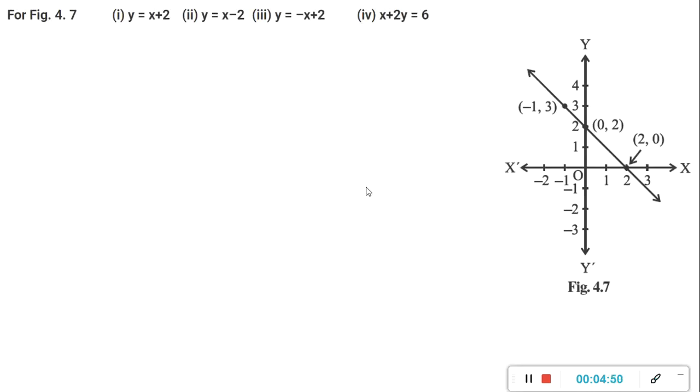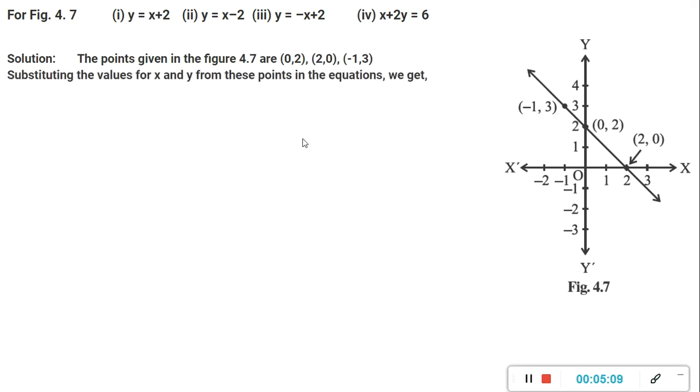Here the equations are given: y = x + 2, y = x - 2, y = -x + 2, and x + 2y = 6. Here also we have to see which equation is applicable for the graph. Here the points are given: (0, 2), (2, 0) and (-1, 3). Now we can substitute the values.